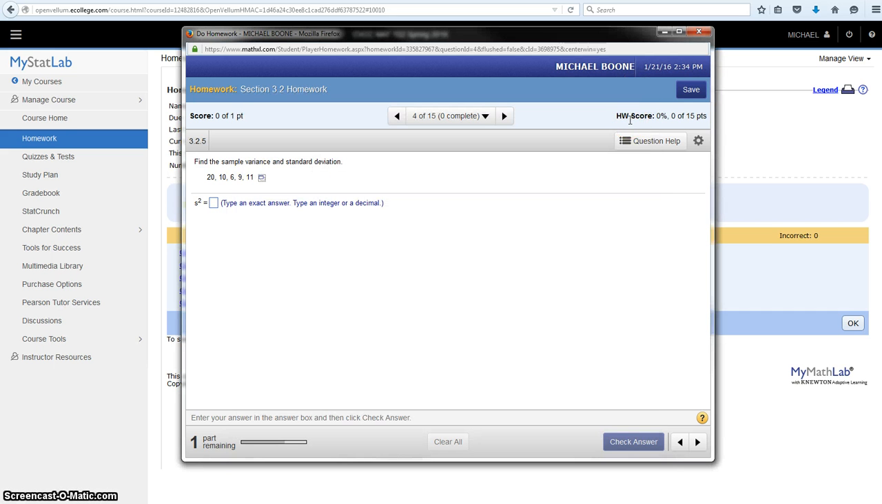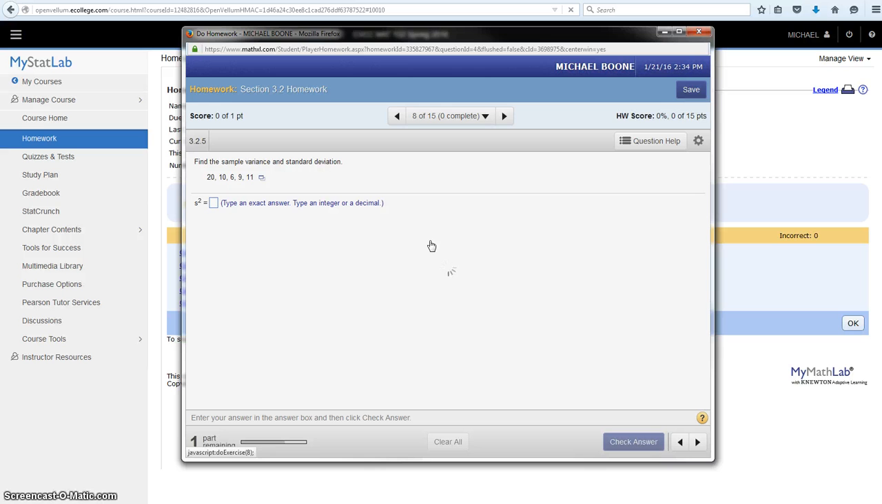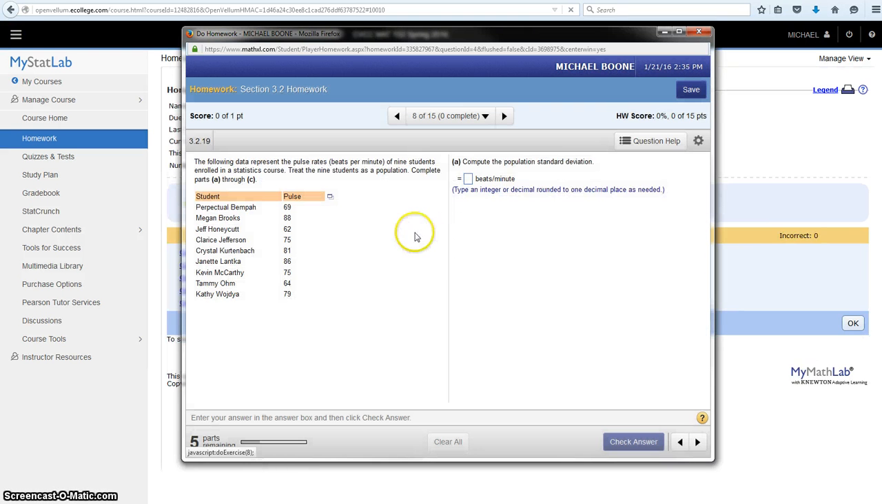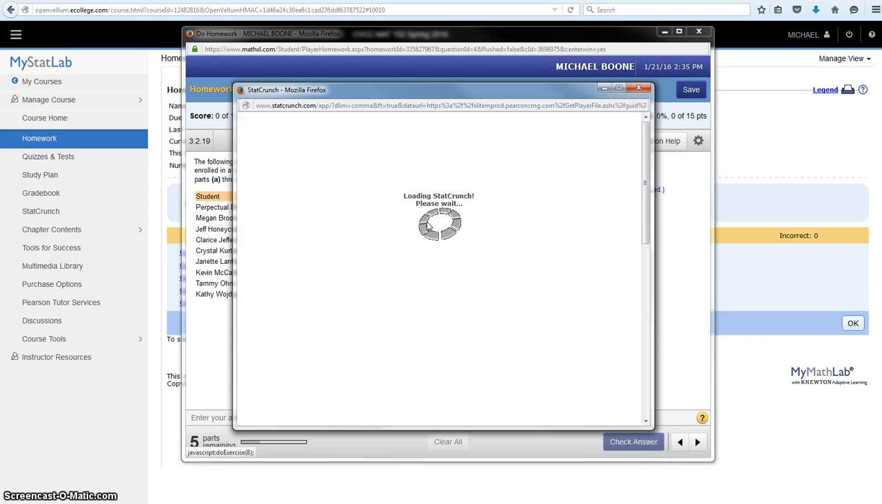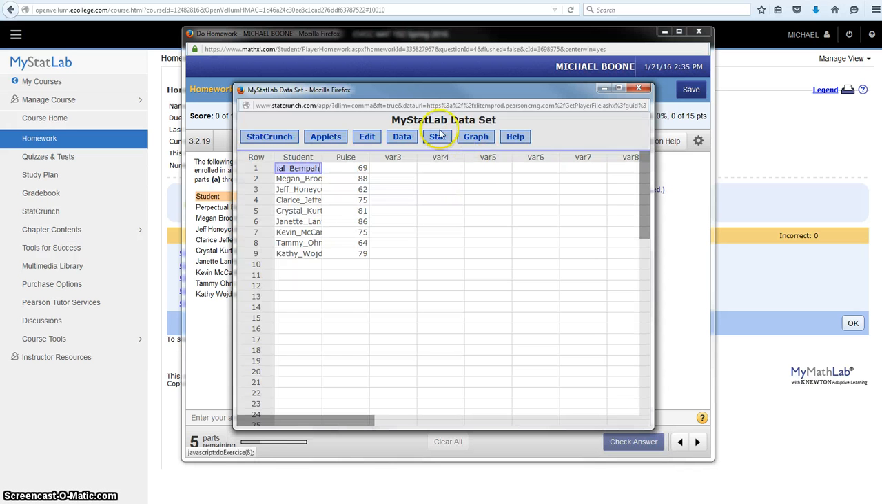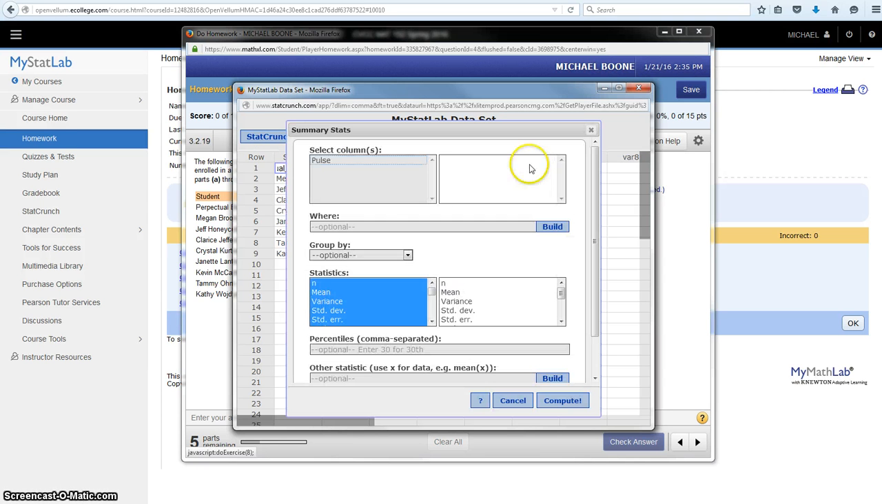Let's look at another problem. I had number 8 listed, so we'll eyeball it. Now they're looking for the population standard deviation. So if we download our data, we can again do stat, summary stats, columns. So we're looking at pulse. What this is, is our standard deviation.